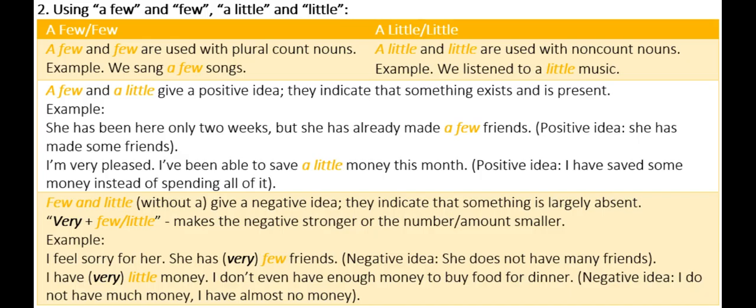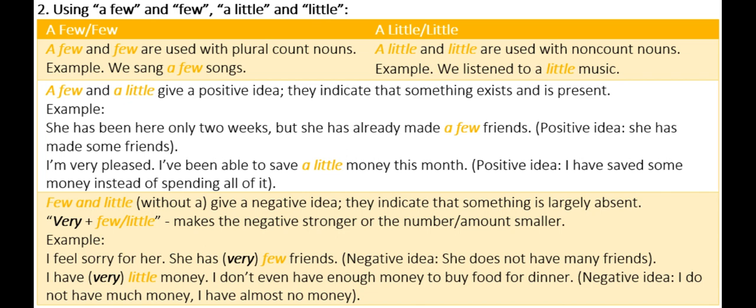2. Using a few and few, a little and little. A few and few are used with plural count nouns. Example: we sang a few songs. A little and little are used with non-count nouns. Example: we listened to a little music.